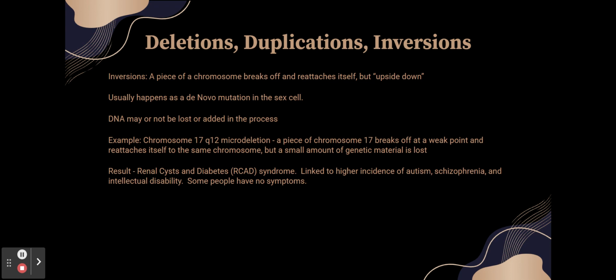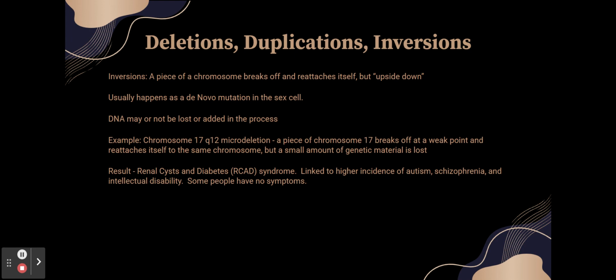You have a piece of a chromosome that breaks off. Remember when we talked about translocations and you had a piece that broke off at a weak spot and it attached to a non-homologous chromosome? Well, an inversion happens when it attaches back to its original chromosome, except that now it's upside down. And that usually happens as a de novo mutation. It's not usually inherited, but it happens in the sex cell and then it becomes a germline mutation. So DNA can be lost or it can be added in the process. Sometimes it's all there, it's just upside down.